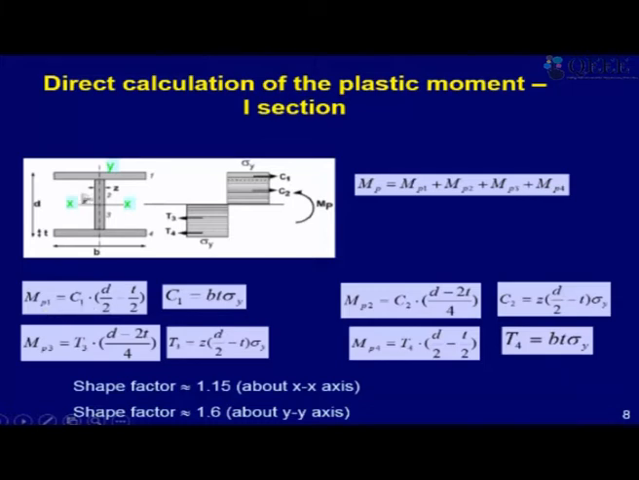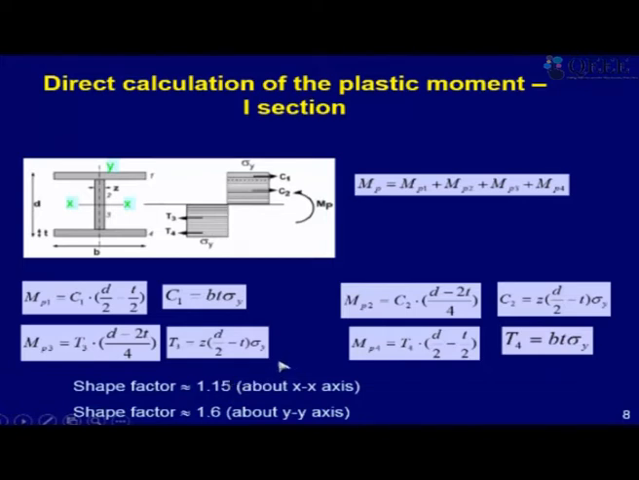What will be C1? C1 is basically the area, that is B into T. In this case I am calling the width of the flange B and the thickness of the flange T, into Fy gives me the C1 force. If I take from the neutral axis, this total distance is D by 2 minus T by 2, so my lever arm is D by 2 minus T by 2, and that gives me MP1. Similarly, I can calculate MP2, MP3 and MP4, add them all up, and I get the total MP of the cross section.